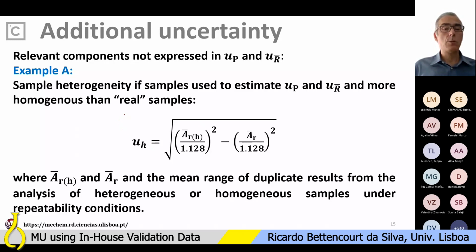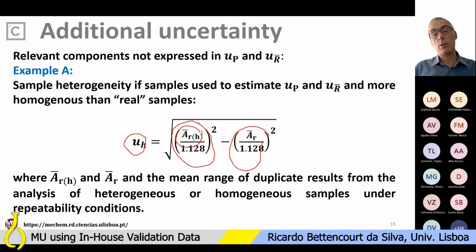For interval 1, where absolute precision is constant, you can calculate this term as the square root of the square of the difference between these two terms. So the first term is the mean of ranges of duplicate results from the analysis of heterogeneous samples. So we have different heterogeneous samples. You do duplicate analysis.